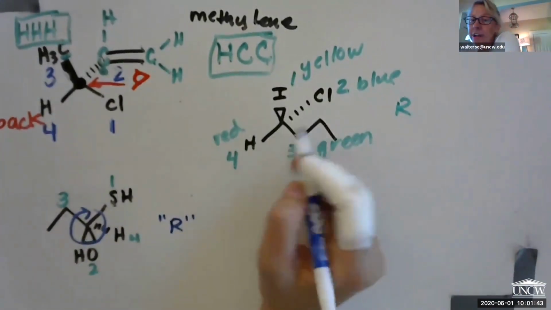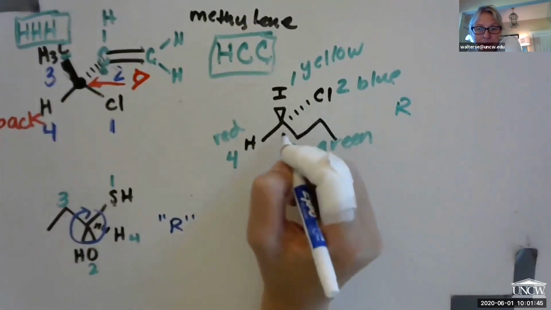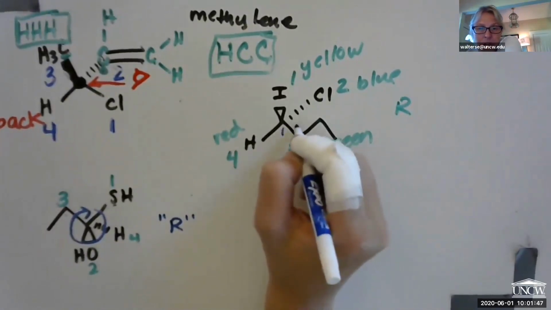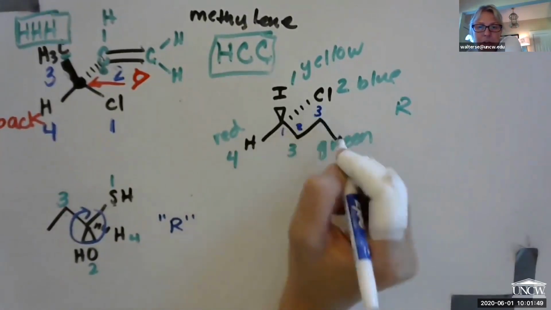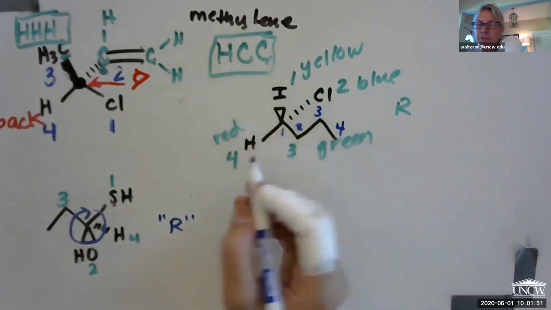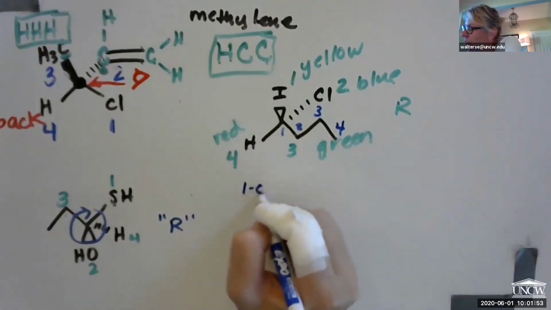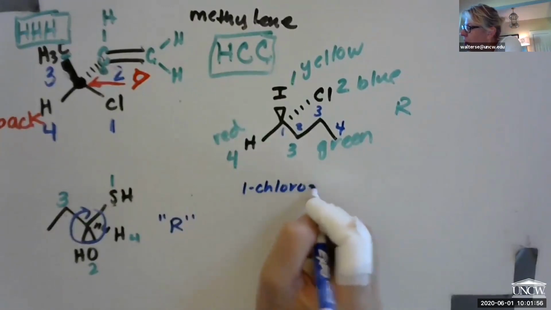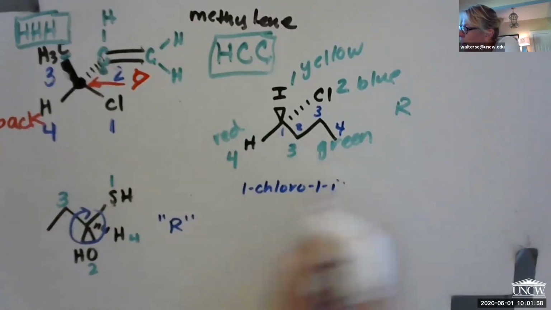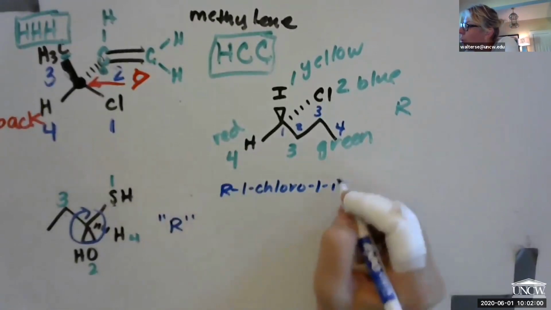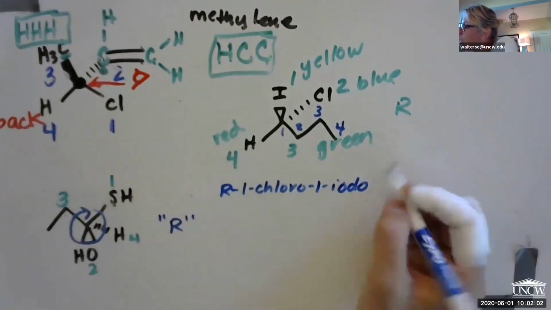Number your chain. Now you have to number the chain for naming. 1, 2, 3, 4. So this would be 1 chloro, 1, oh wait, no, R. 1 chloro, 1 iodo, butane.